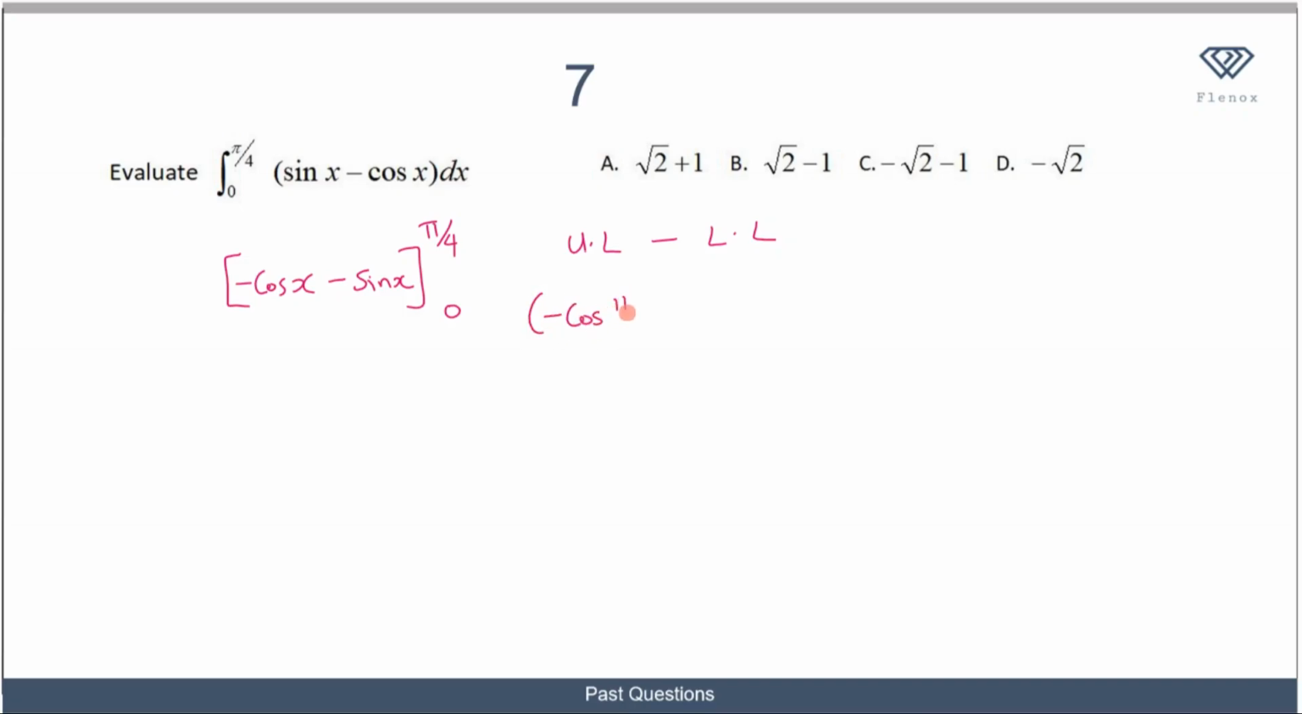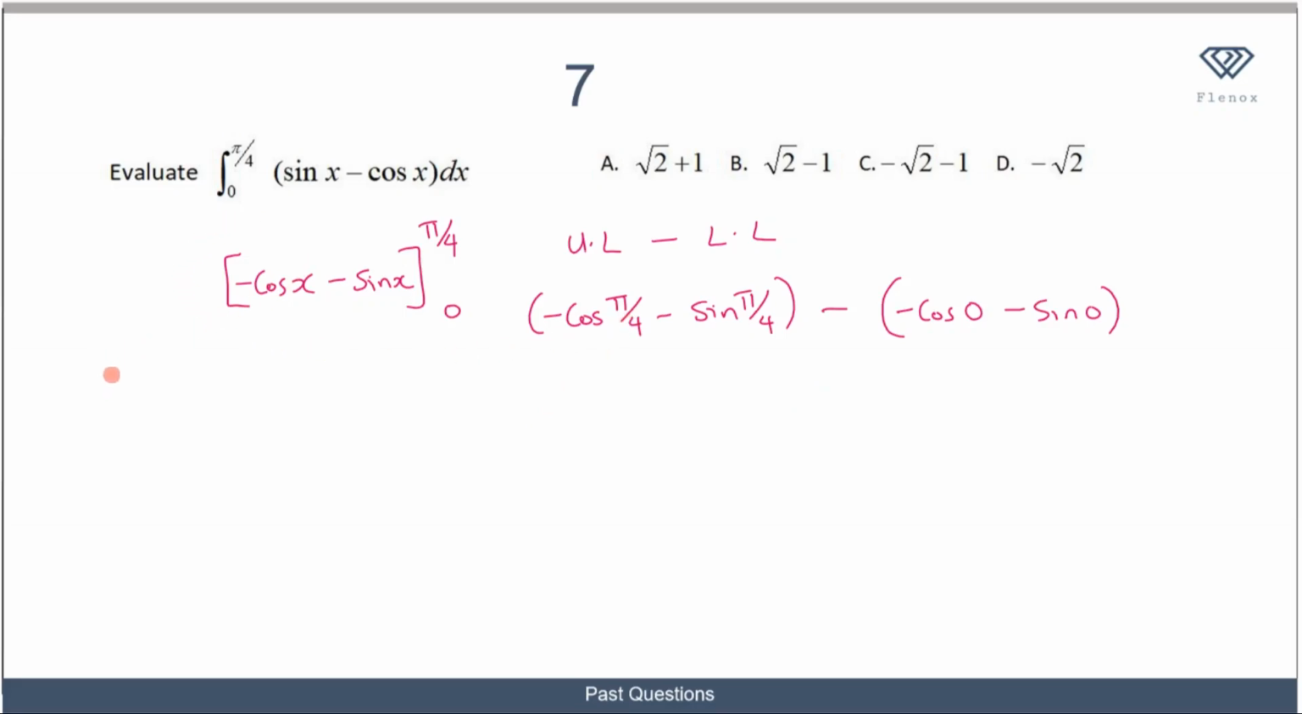Minus cos pi over 4, then minus sin pi over 4, then minus my lower limit. I replace the value of x as 0. So I have minus cos 0, then minus sin 0. Then what we have to do now is just start to simplify.